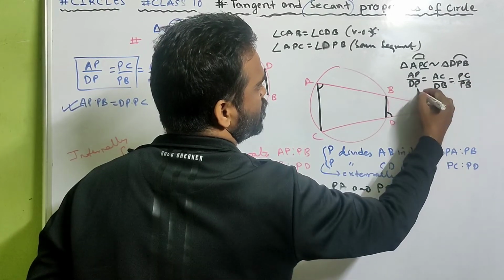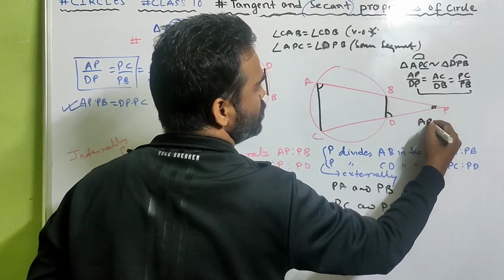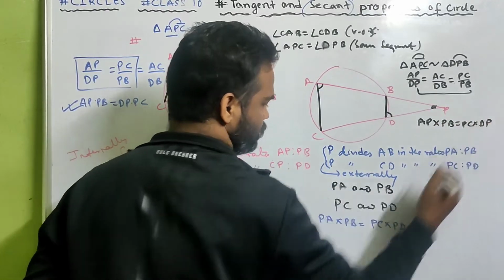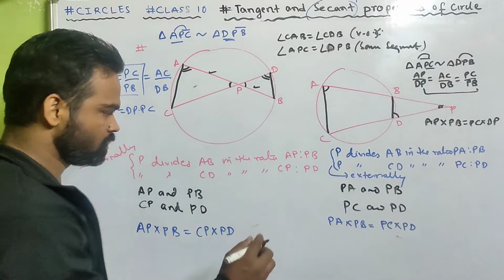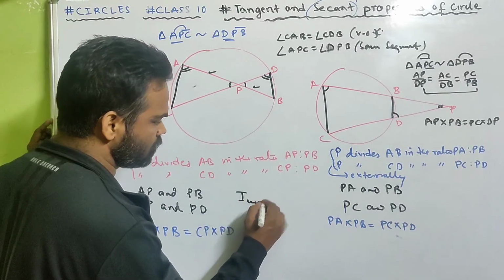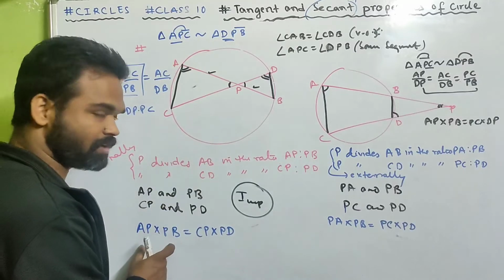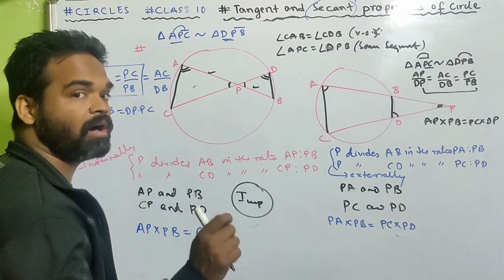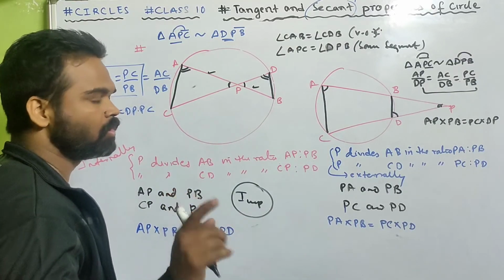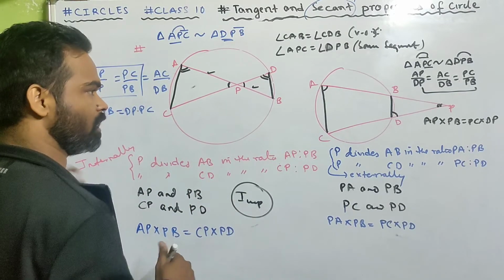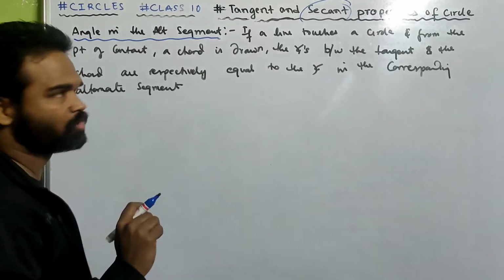Yes or no? Equate these two. So AP into PB is equal to PC into DP. Done. This is a very important theorem. If two chords intersect, then the products of the line segments are the same. Now, there are two more theorems which we need to know. Okay, let us see the next one. But this is a very important theorem.